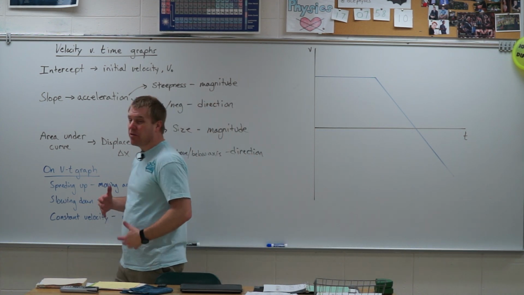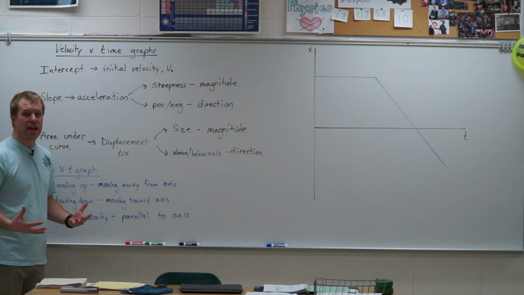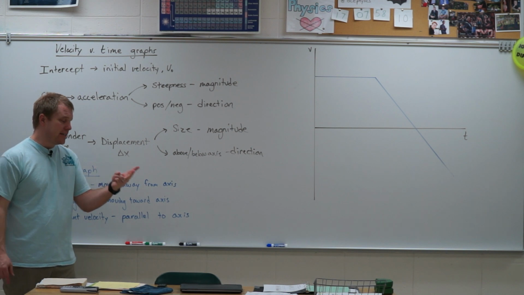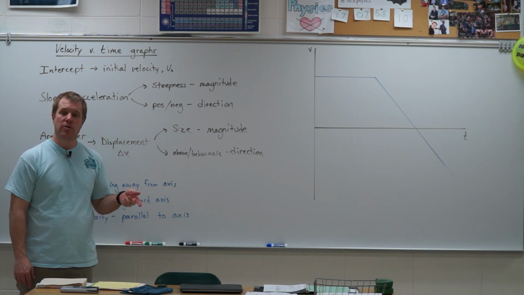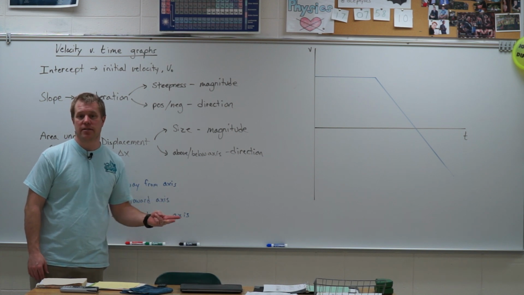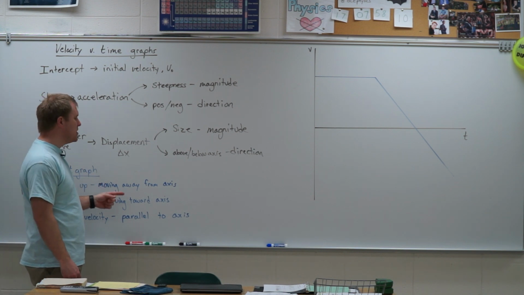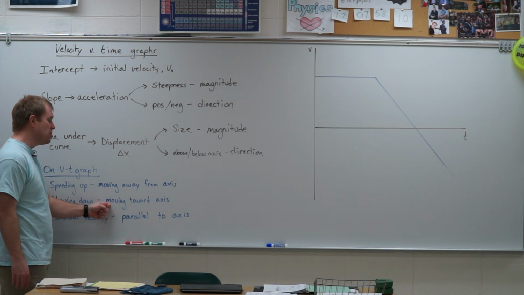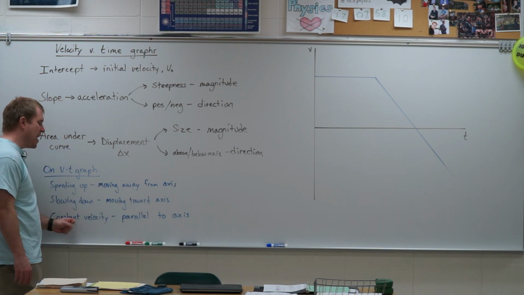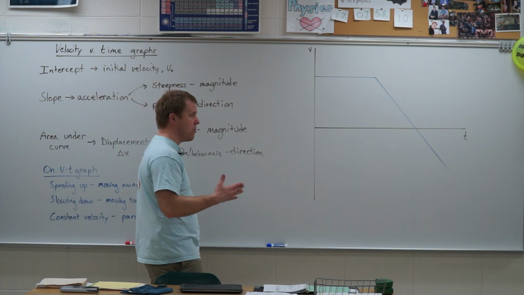Now, there are some other cool things we can get about speeding up and slowing down. We just have to look at velocity and acceleration: same direction, speeding up; opposite direction, slowing down; acceleration of 0, constant velocity. So from a velocity versus time graph standpoint, it's speeding up if the graph is moving away from the axis. It's slowing down if it's moving toward the axis, and it's a constant velocity if it's parallel to the axis. So let's go ahead and look at that on a graph.